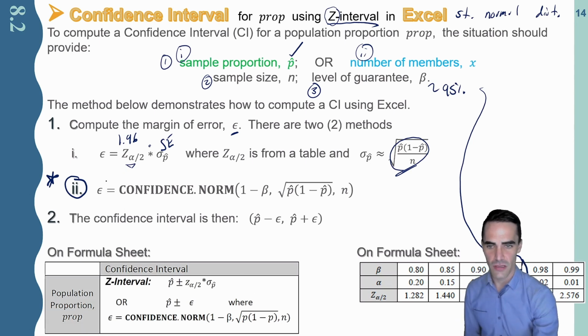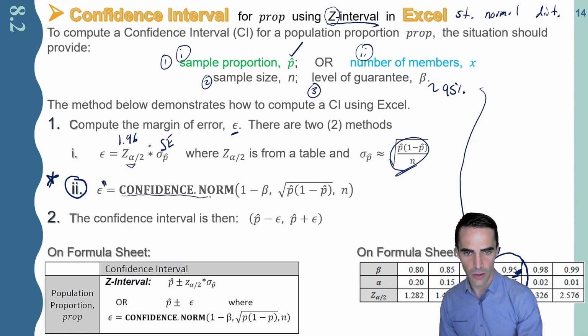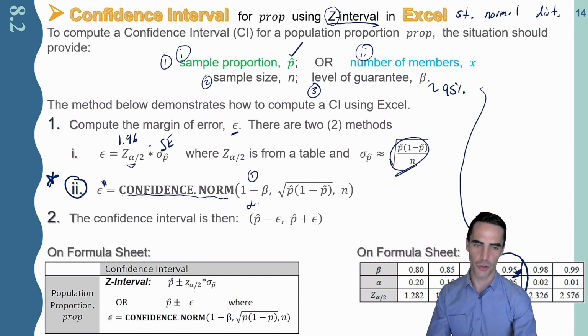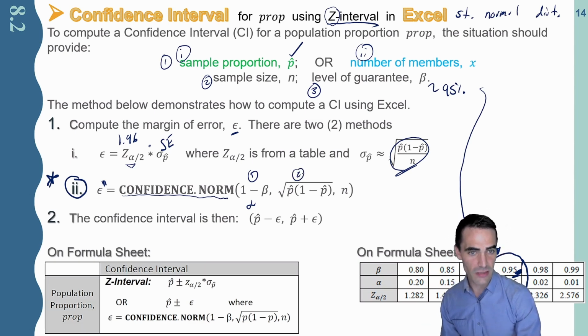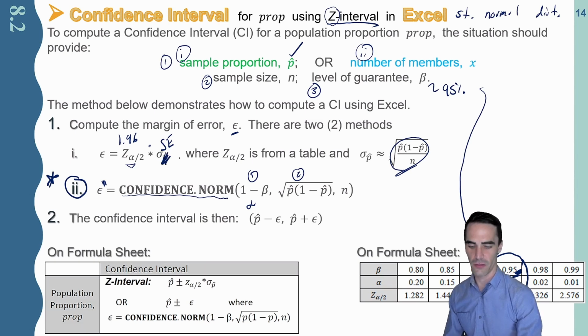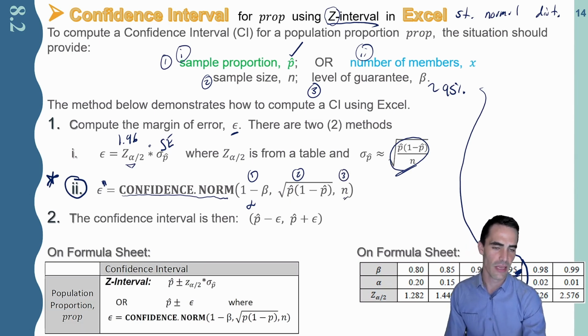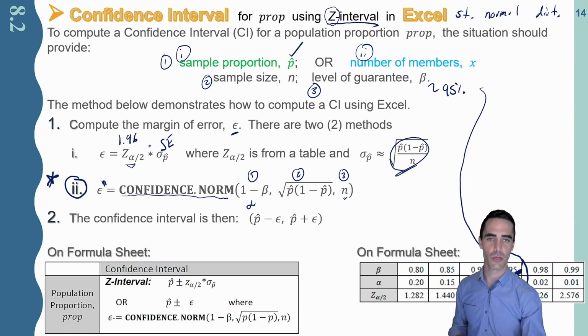Instead, Excel can do this very quickly. If we simply use the function CONFIDENCE.NORM and apply three ingredients, the first one is 1 minus beta. This is technically alpha, or as I'll show you, I'll just write 1 minus 0.95. The second ingredient is kind of like the standard deviation, but without the sample proportion. That formula is right over here. It's the square root of p hat times 1 minus p hat. And the third ingredient is the sample size. If you just type in those three ingredients, boom, you'll get your margin of error.